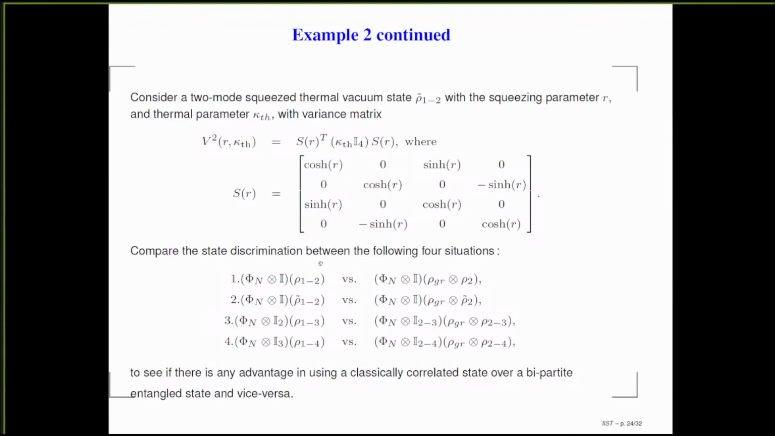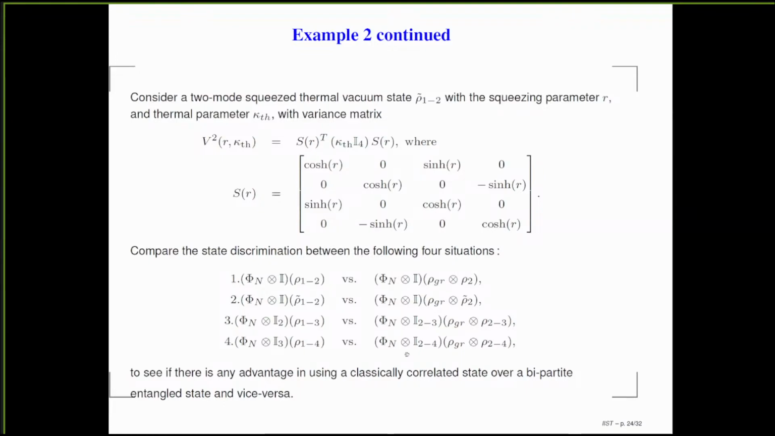So what we want to do here is now compare the following four scenarios. So phi n tensor I, rho 1, 2 versus phi n tensor I, rho ground tensor rho 2. Then phi n tensor I, rho tilde 1, 2. The tilde 1, 2 simply means that that's a two-mode squeezed state. And versus phi n of rho ground tensor rho tilde 2. And then rho 1, 3 versus rho ground tensor rho 2, 3. Rho 1 to 4 versus rho ground tensor rho 2 to 4 retained.